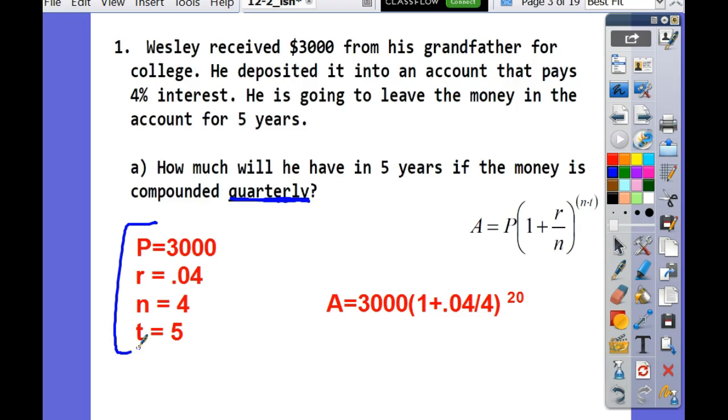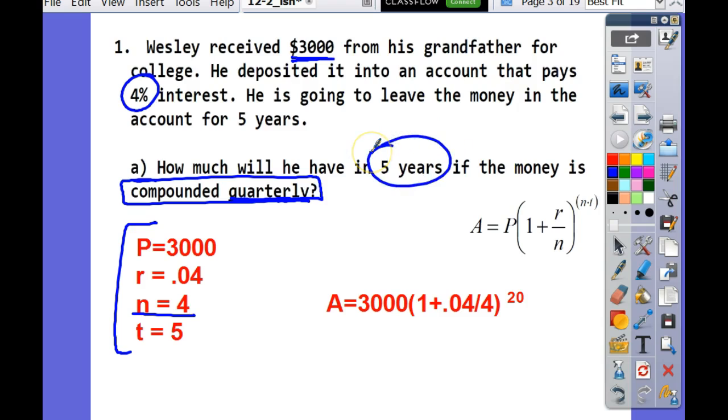This number right here is the principal amount. It's the number you start with. Here is the interest rate. That has to be divided by 100 because the rate has to be in decimal form. If it says compounded quarterly, the N is equal to 4 because there are 4 quarters in a year. And then right here it tells us 5 years. You plug that into the calculator.